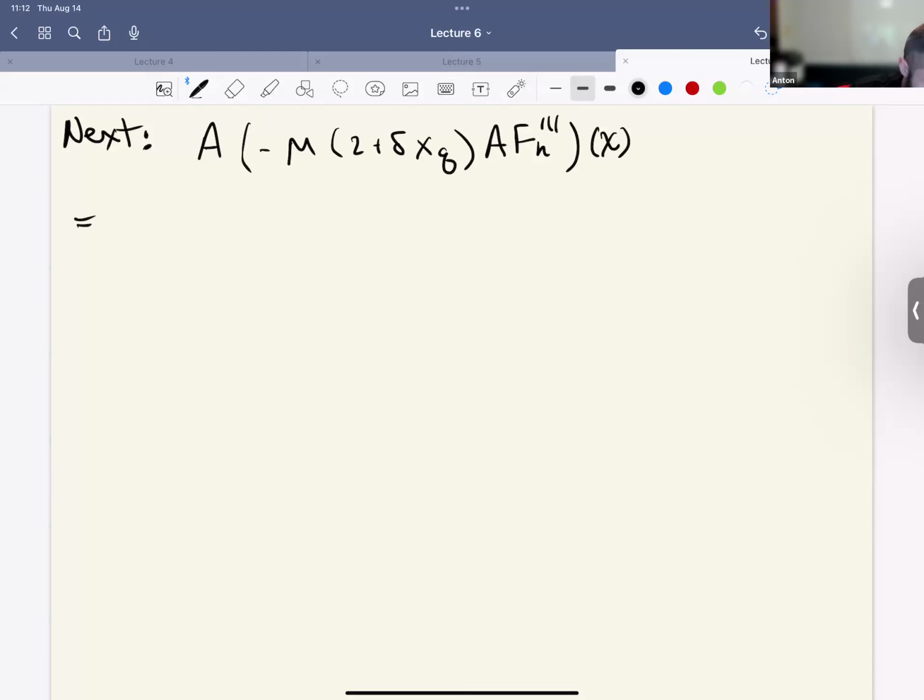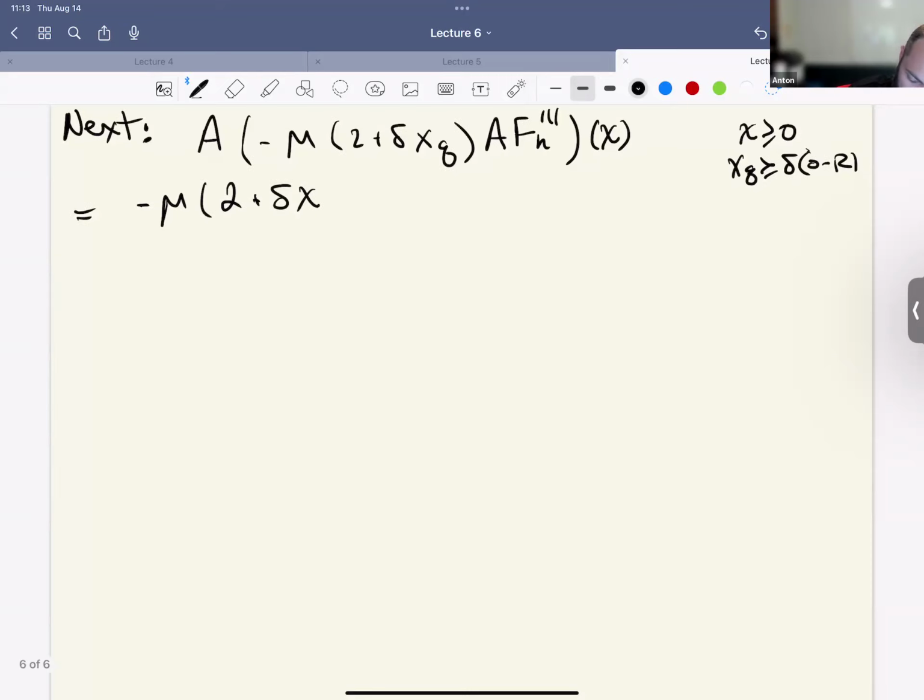And by the same logic, it's going to be 2 plus delta x. So this is for x bigger than or equal to 0. Just to clarify, where x sub q bigger than or equal to delta 0 minus r. Oh, not bigger than 0. Just keep it like this. X bigger than or equal to negative delta r. That's the right one.